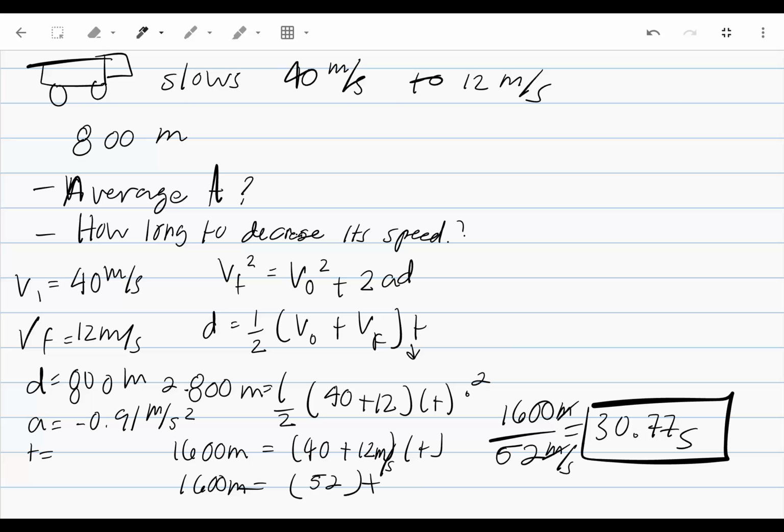Hopefully that made sense to you guys. This is just a quick breakdown or easy way to solve problems. And this would be part 3, learning how to use the other kinematic equations.